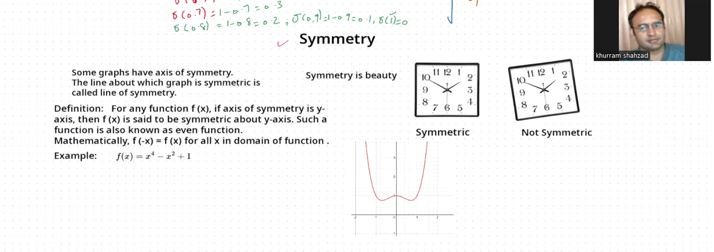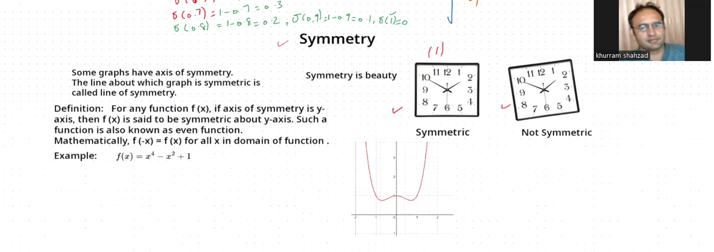Roughly speaking, if you look at the clock, this one and this one. This first one looks very aligned with the wall. You can say it is symmetric or balanced.